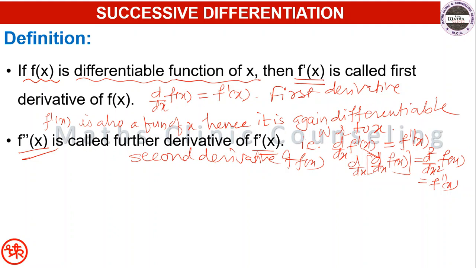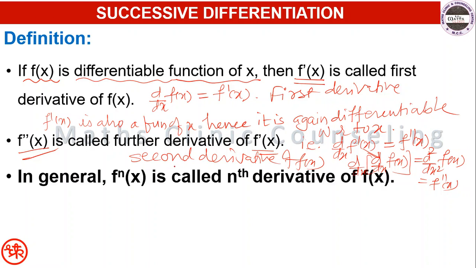Similarly, the third derivative of f of x would be f triple dash of x. Right? And in general, fn of x is the nth derivative of f of x. So, what do we learn here?